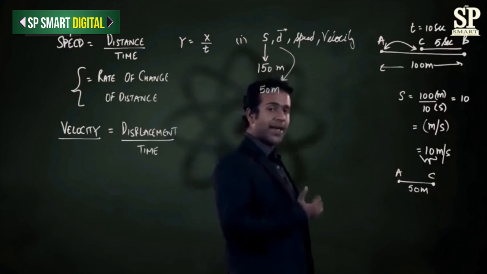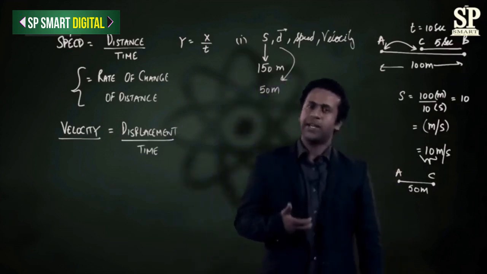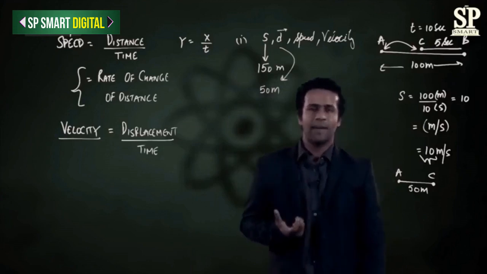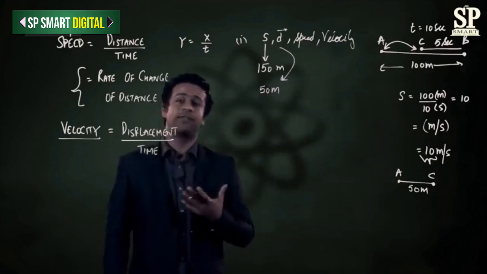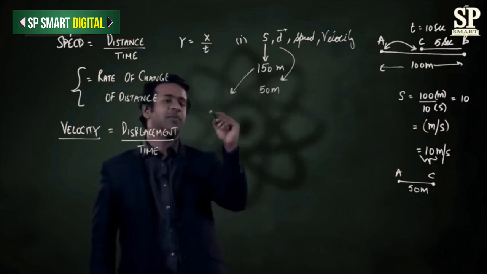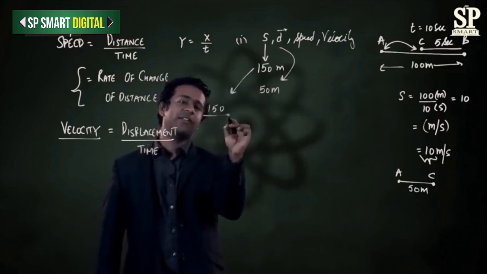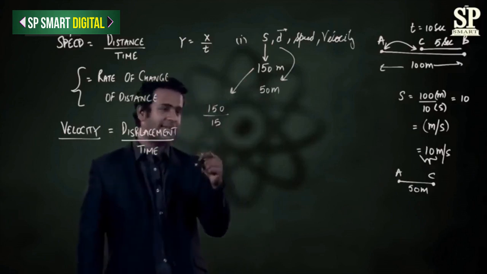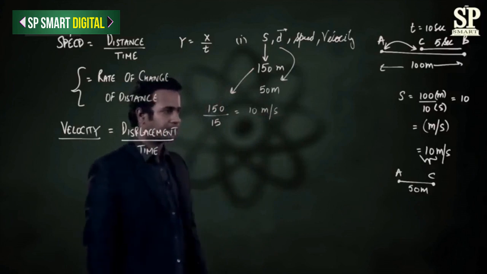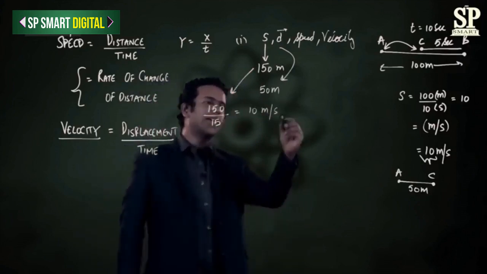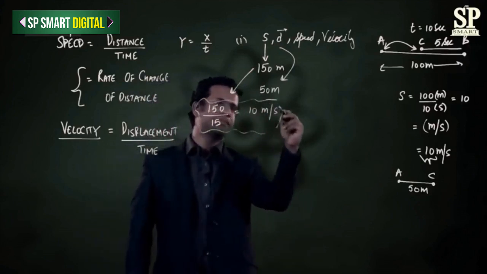Right. Next, let's come to speed. Speed we know is the distance traveled divided by the time taken. The distance traveled we've calculated is 150 meters. Hence, its speed is 150 divided by the time, which is 15 seconds. Hence, this gives us 10 meter per second. So this is the value of speed.